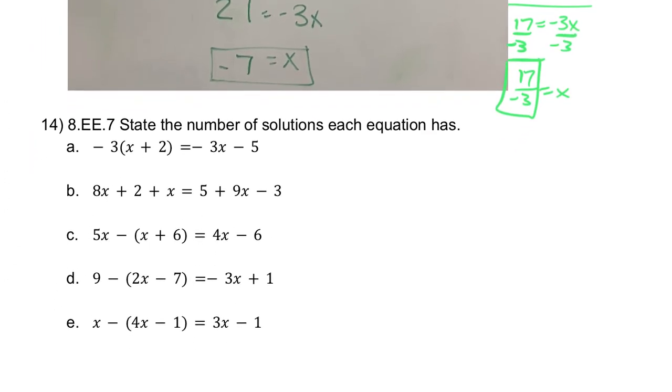State the number of solutions. If I distribute, this is negative 3x minus 6 equals negative 3x minus 5. This has no solution. The coefficients are the same, but the constants are different. There's no solution there.